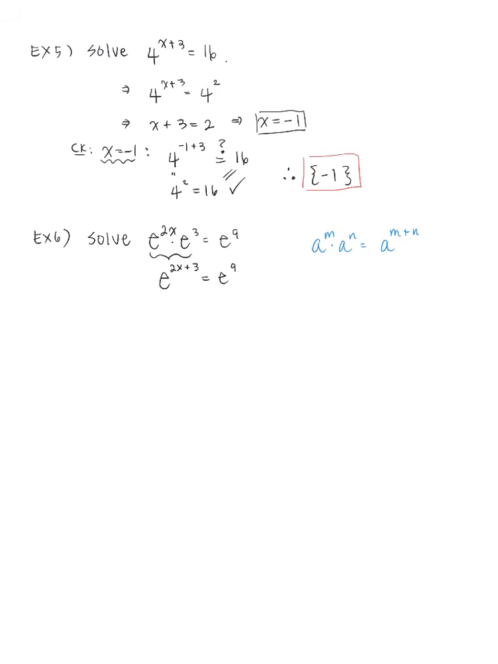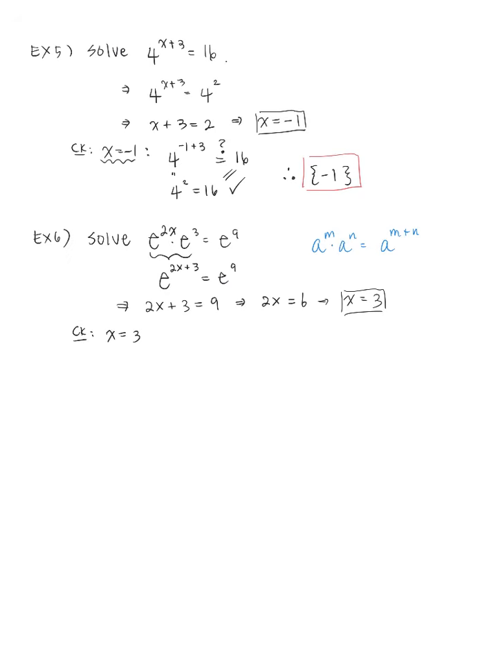All right, now we have the same base on the left-hand side and the right-hand side. I'm going to equate the exponents. So now we have 2x plus 3 equals 9. So that implies that we have 2x equals 6. Dividing by 2 to get x equals 3. All right, now let's check.